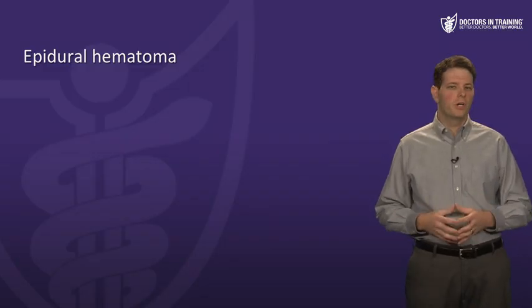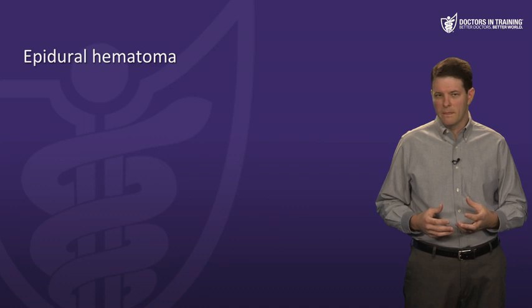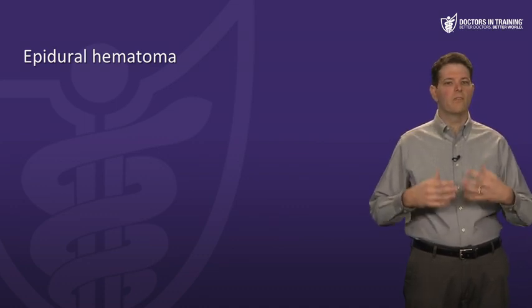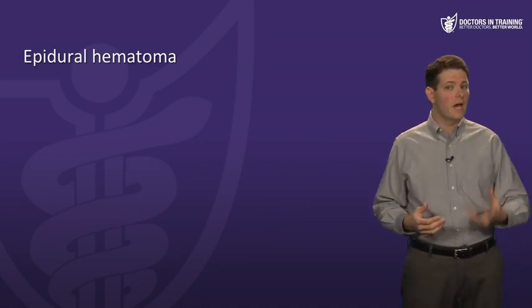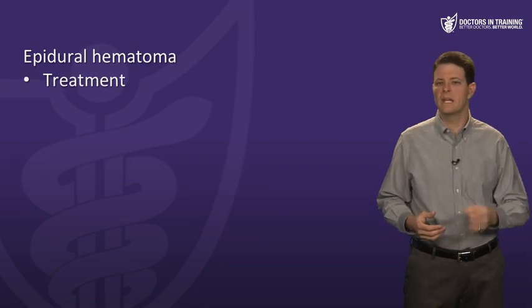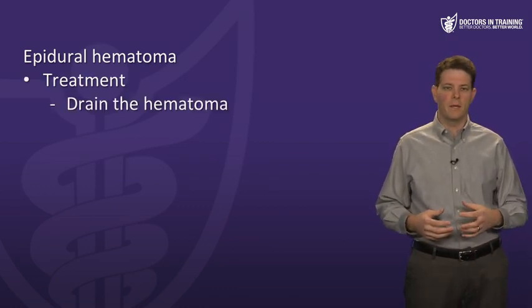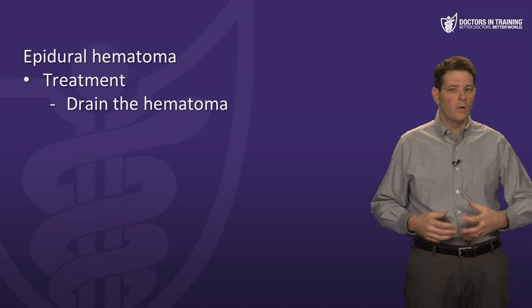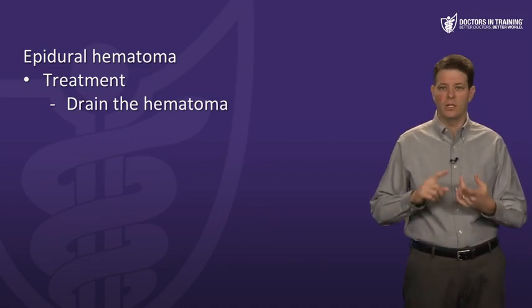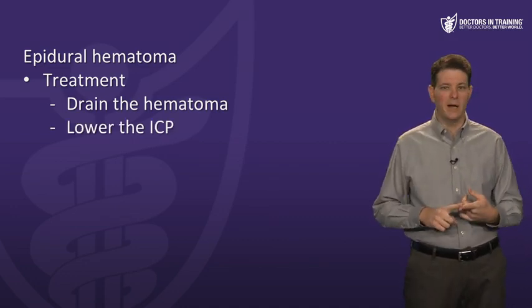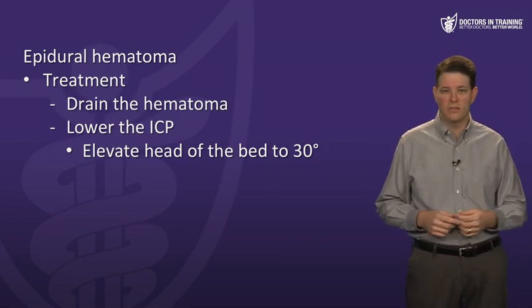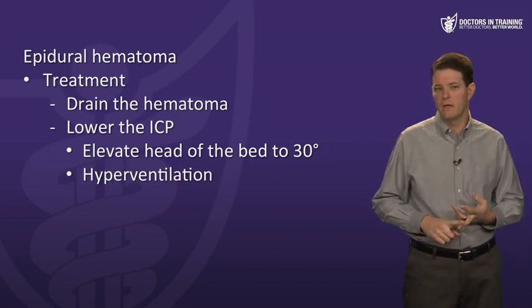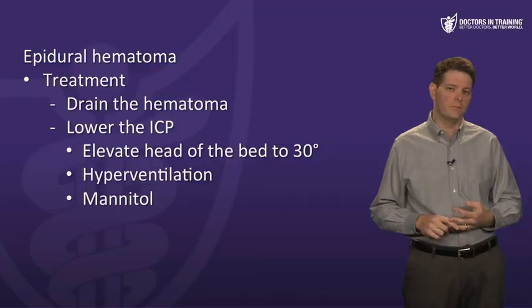Now, an epidural hematoma is a neurological emergency. It can lead to complications of irreversible neurological injury and even death. So the treatment is craniectomy to drain the hematoma and prevent mass effect. But while you're waiting for the neurosurgeon, you need to lower the intracranial pressure, which can be done by elevating the head of the bed to 30 degrees or so, hyperventilating the patient, and sometimes by giving mannitol.